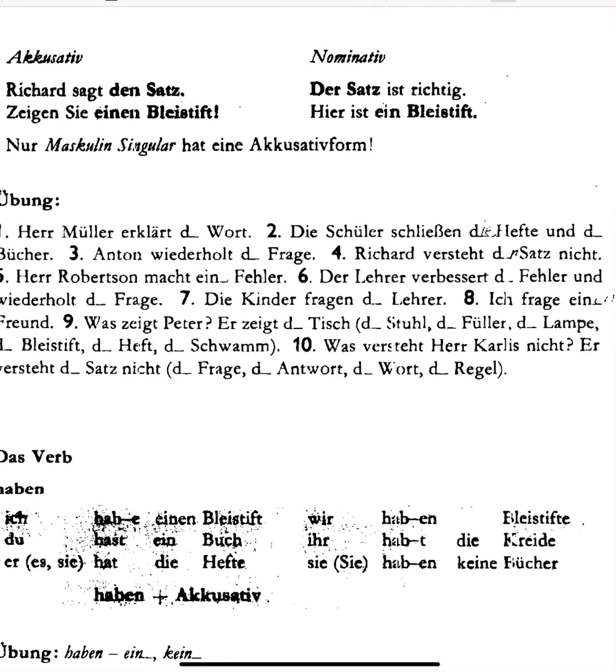As you see here, in the accusative form, der changed to den. Richard sagt den Satz. But in the nominative form, der Satz ist richtig. The sentence is true. Zeigen Sie einen Bleistift. Please show a pencil. Here is ein Bleistift. Here is a pencil. On the right side we see the nominative form. On the left side we see the accusative form. Nur maskulin singular hat einen accusative form. Just the singular male gender has an accusative form.